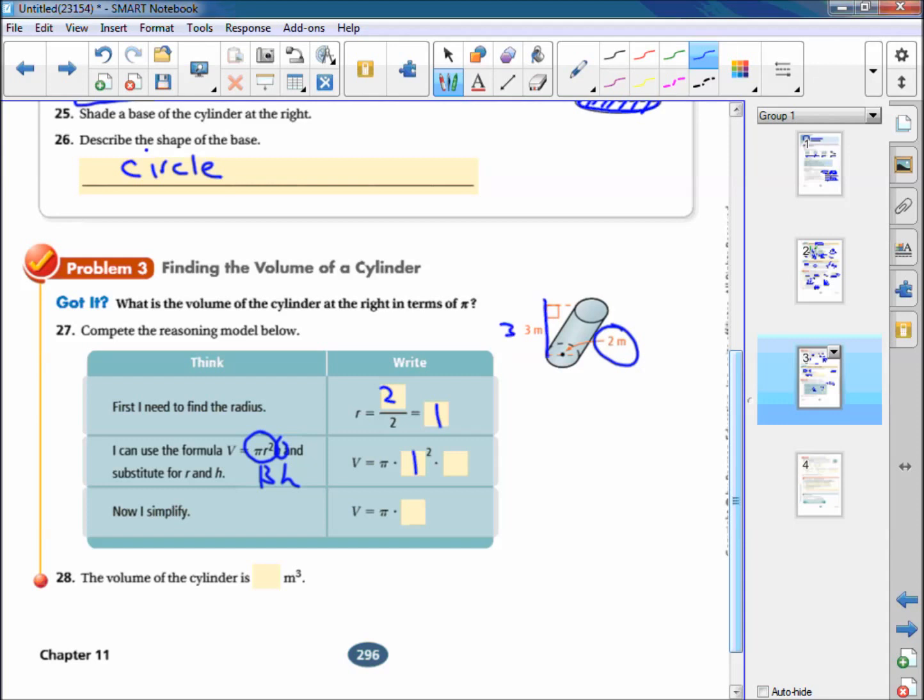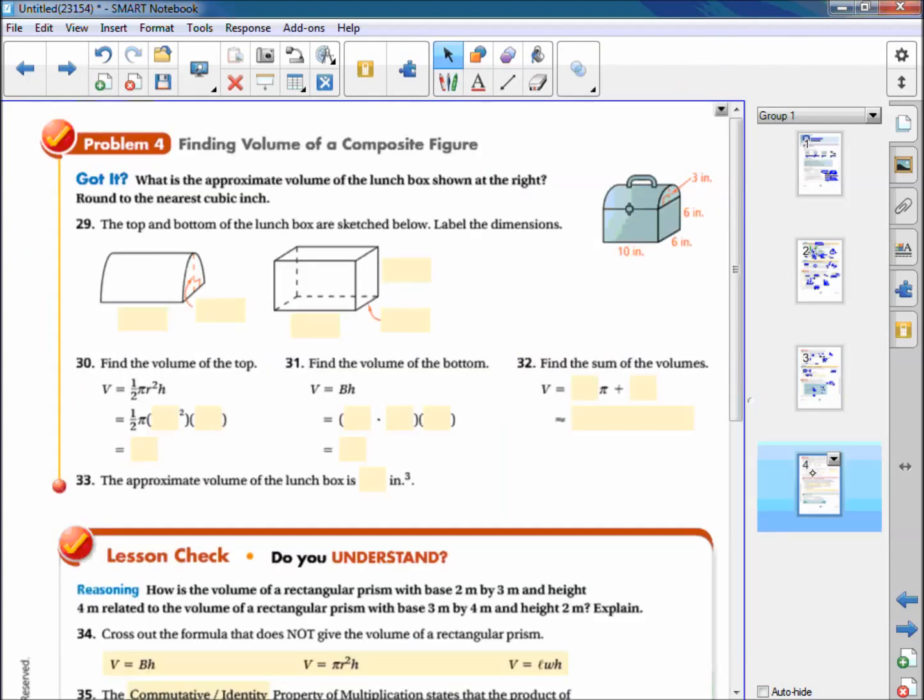It's straight from the bottom at a right angle to the top. And you can see the right angle right here. So we're not using slant height for volume. We're using regular height. So this is a height of 3. Now we just simplify it. So 1 squared is 1, and 1 times 3 is 3. So our total volume is going to be 3 pi meters cubed. All right, let's flip it over and take a look at the last page.